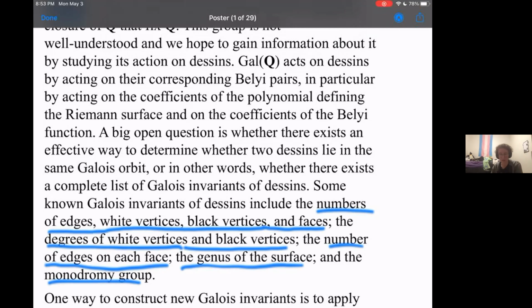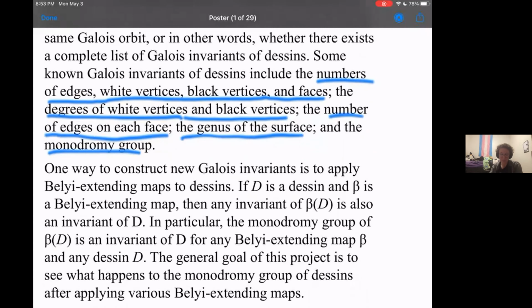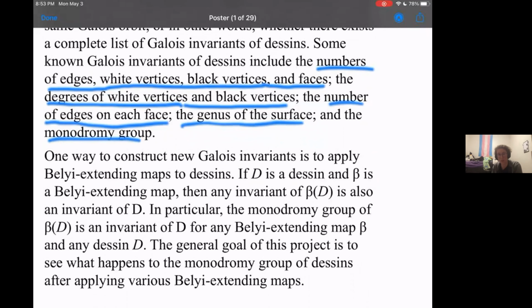So these are some invariants that we already know, and there are others. I haven't listed all of them here, but we certainly don't have a complete list of all these invariants. If we did have a complete list, then we would understand this group much better. But we don't have such a list, but we want to try to work towards finding one. And we can actually construct some new invariants pretty easily by using Belyi-extending maps. So if we take any Dessin D and any Belyi-extending map beta, then any invariant of beta of D is also an invariant of D.